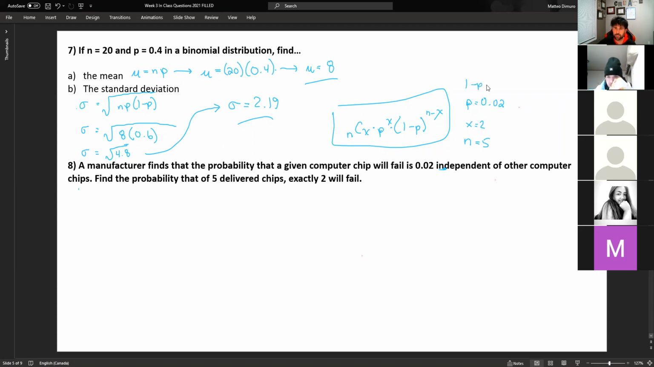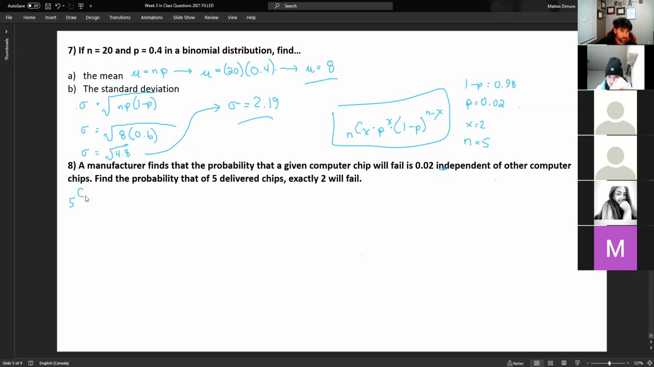If you want to pre-calculate 1 minus p, you go 1 minus 0.02 and get 0.98. I like to make that little list before I go, and I like to write my formula. Anything you can do to show me that you know what you're doing is good. If you make a mistake, then I can give you marks. So here we go. Just plug in the numbers.